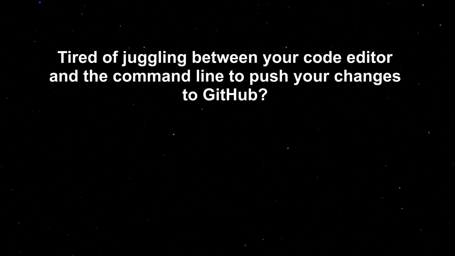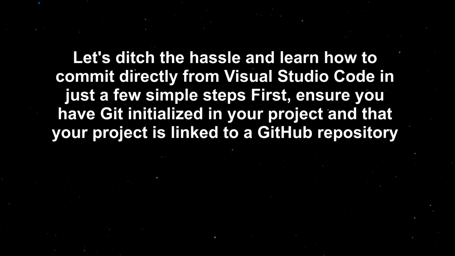Tired of juggling between your code editor and the command line to push your changes to GitHub? Let's ditch the hassle and learn how to commit directly from Visual Studio Code in just a few simple steps. First, ensure you have Git initialized in your project and that your project is linked to a GitHub repository.